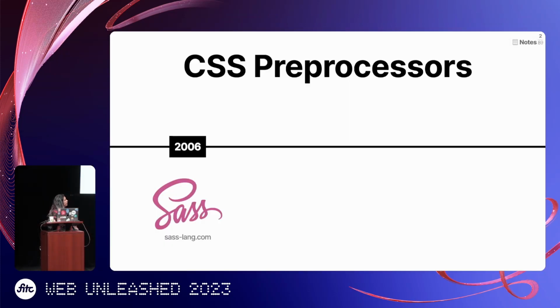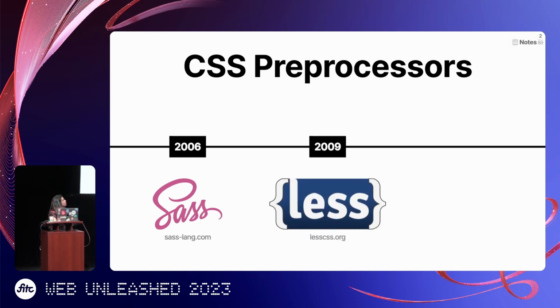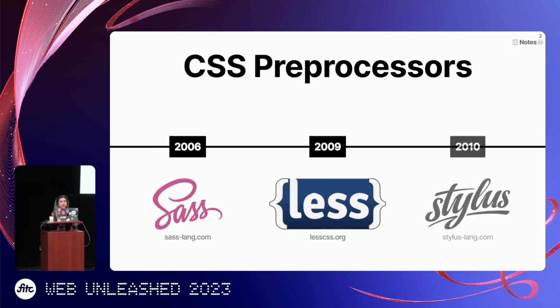So, without further ado, our story begins back in the ancient 2006 with the appearance of the first CSS preprocessor. Yes, I know there were some PHP stuff before that, but the first popular preprocessor was called Sass, and it was written in Ruby. And two more appeared in the coming years: Less in 2009, and Stylus, which was written in JavaScript. As you probably know, how many of you have used a CSS preprocessor? Pretty much everyone, right?